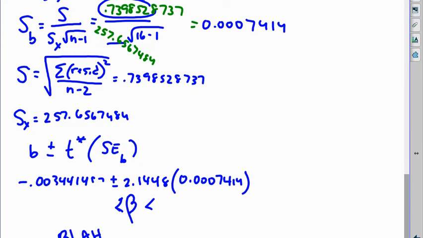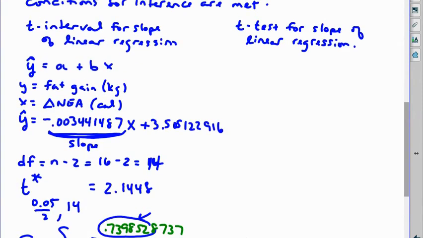So to write our interval, which matches what we got in the LinRegTInt, negative 0.005 up to negative 0.0019, and with 95% confidence, the interval captures the true linear regression line slope.